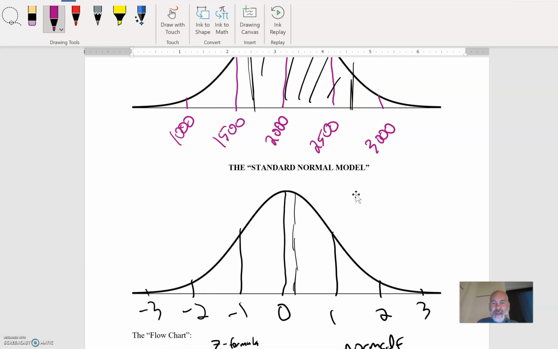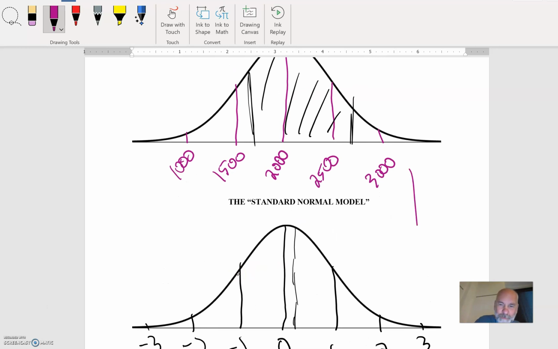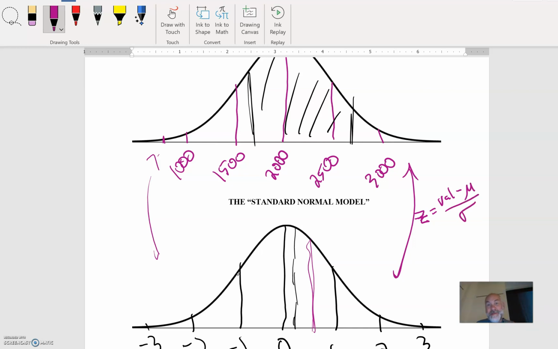And then the conversion between this one and this one is that great z formula. That's how you get back and forth between, if I tell you what the z-score is and I ask you how many milligrams of sodium that is, or if I give you milligrams of sodium and ask what the z-score is. Either way, it's that formula: z equals the value minus the mean over the standard deviation. Man, that thing's important.